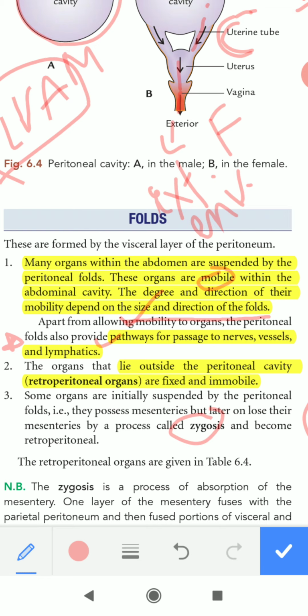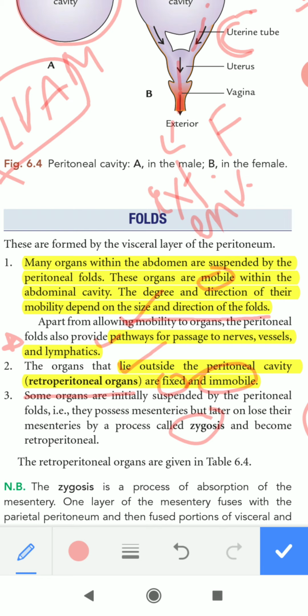Okay. And some abdominal organs are not lined by the peritoneum fully. They lie outside the peritoneal cavity and are known as retroperitoneal organs. And these retroperitoneal organs are fixed and immobile. Okay, so the organs which are covered with the peritoneum, that means intraperitoneal organs, these are mobile. But the organs which lie outside the peritoneal cavity are known as retroperitoneal organs. These organs are immobile and fixed.